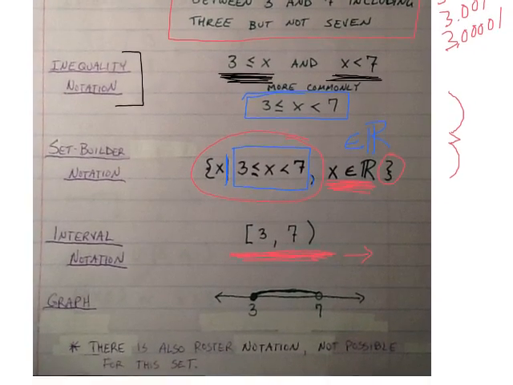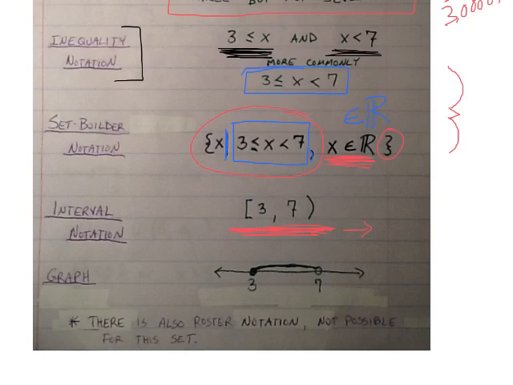Finally, all of this we can graph. We've talked about this earlier in the year, but for graphing, we'll have a closed circle at 3 because we're including 3, and then an open circle at 7 because we are excluding 7, and then we connect that with a line. Finally, as a quick aside, there's also roster notation, which we didn't really demonstrate here because roster notation is not possible. I'm not going to test you on roster notation on this skill test, but I did want to mention that this is another type of notation that gets used.